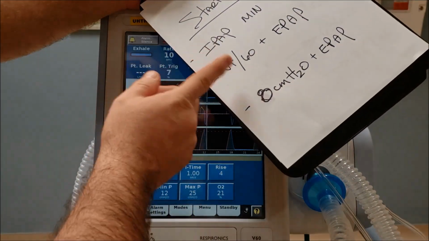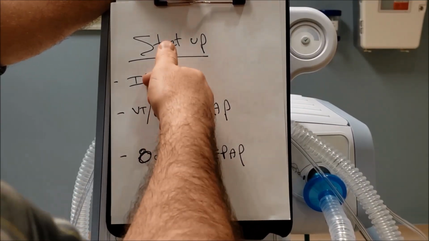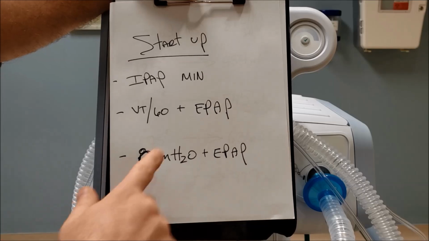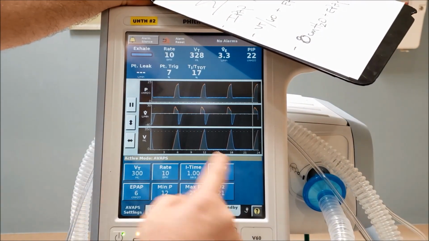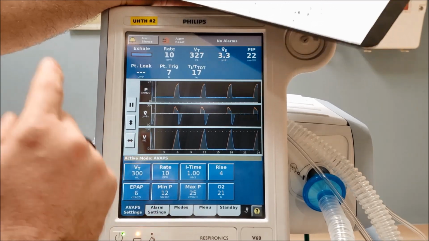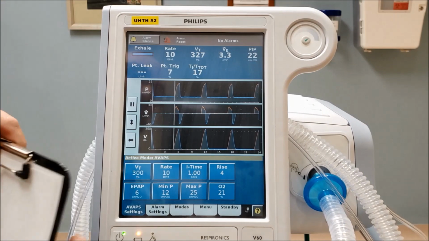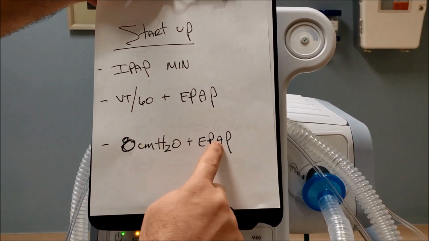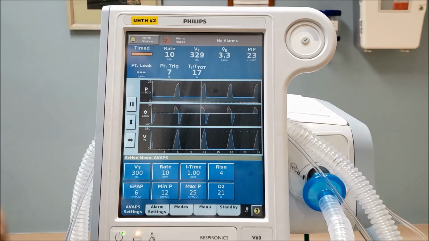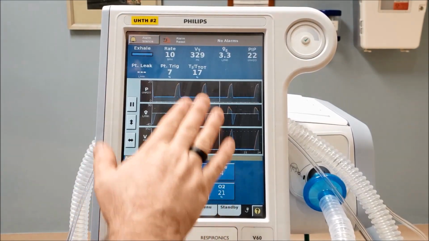That is not the higher of these numbers. And that's really what it's going to look at. It's going to say which one of these is higher, and that's where it's going to start. The next one is EPAP plus 8. So EPAP of 6 plus 8 would be 14. So that's where our inspiratory pressure started. So it will start at that level. This one is the highest calculation. That's where it will start. So it started at 14 and now it's slowly titrated up.